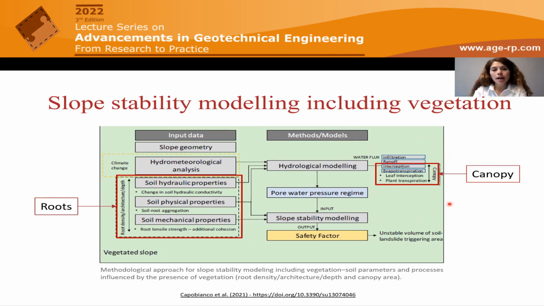And into the water balance, the canopy area, so the above ground vegetation, has its main role. And this is exerted by the evapotranspiration, which is influenced by the leaves. But also the interception and the infiltration may be influenced by this. So once considered all these factors, we may perform a slope stability modeling and calculate the safety factor of the vegetated slopes. And let's see these effects isolated first and how to quantify them separately.